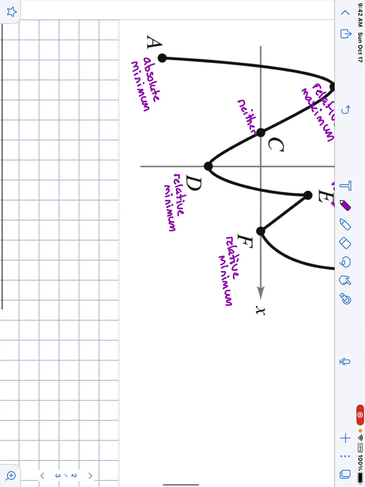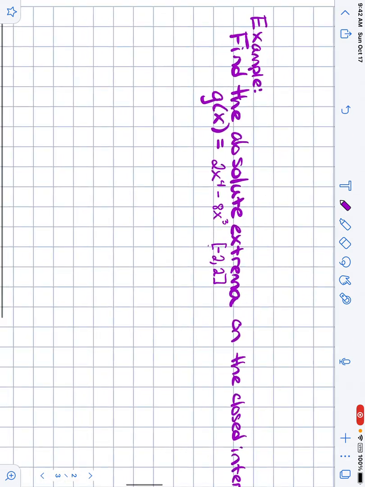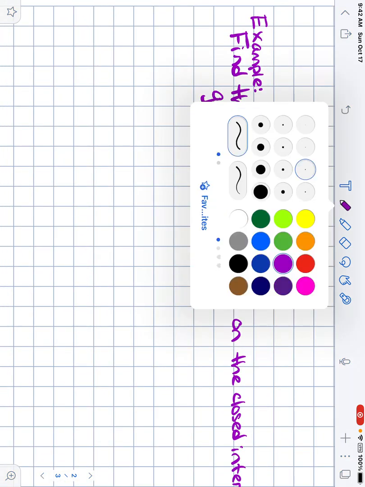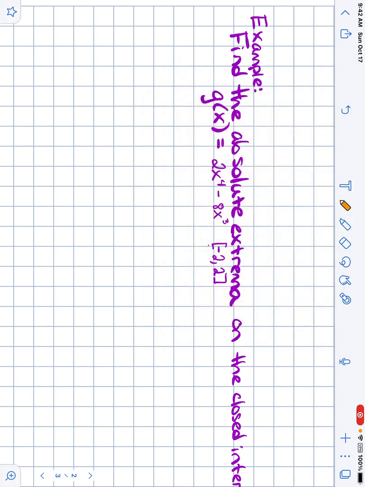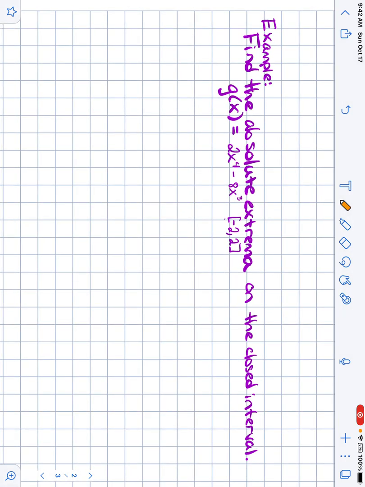All right, finally, let's put this to the test. Let's just do an example. I'm asking you to find the absolute extrema on the closed interval for this function. So remember, we talked about that absolute extrema can occur at critical numbers as well as endpoints. So I'm going to find the critical numbers for this function.